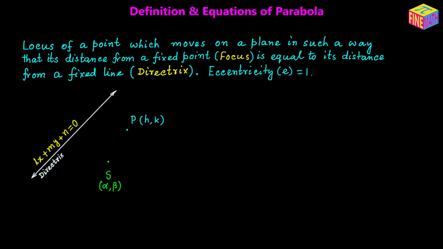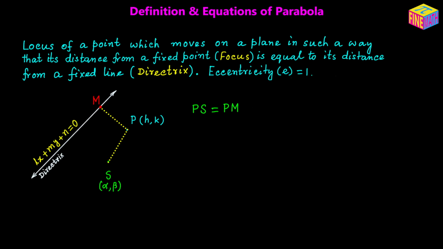Later on we'll substitute h by x and k by y to make it a general equation, but for now let's begin with h comma k as the coordinates of the moving point P. Next I'm going to join P and S, and then I'm going to drop a perpendicular from P onto the directrix. So PM would be the distance of the moving point from the directrix, and PS is the distance of the moving point from the fixed point S. So according to the definition, PS is equal to PM for parabola.